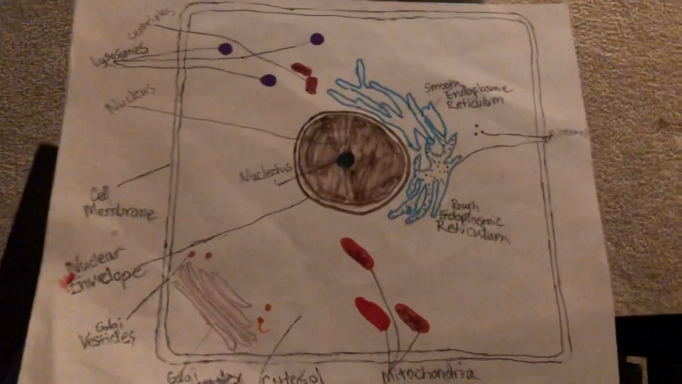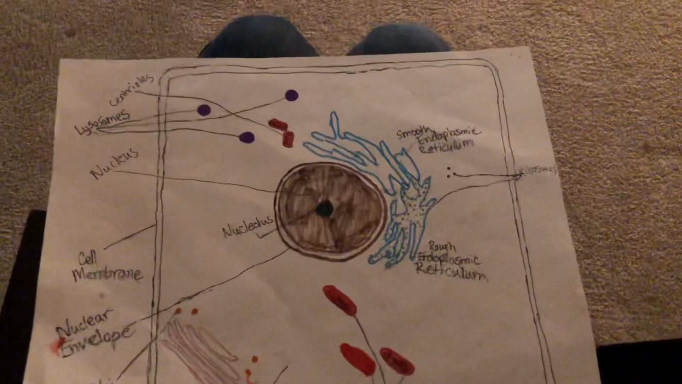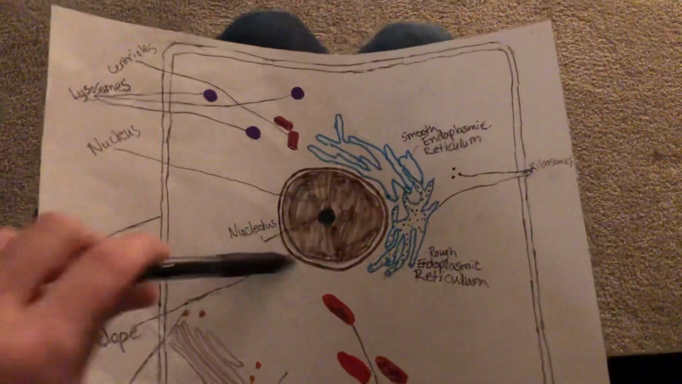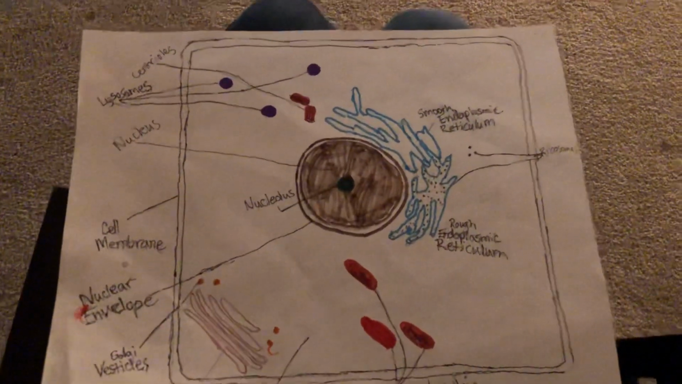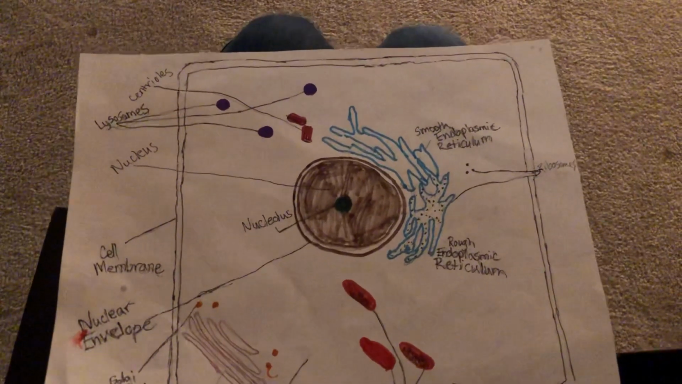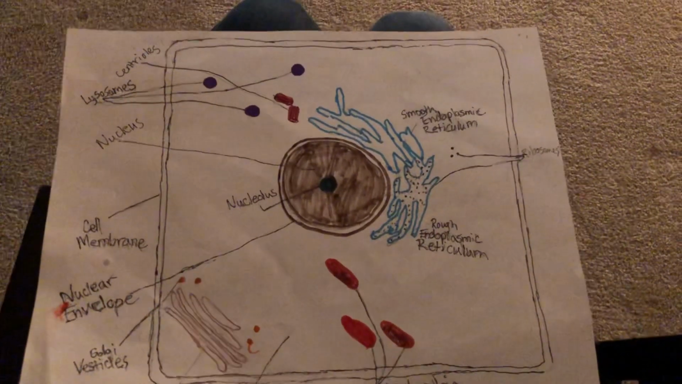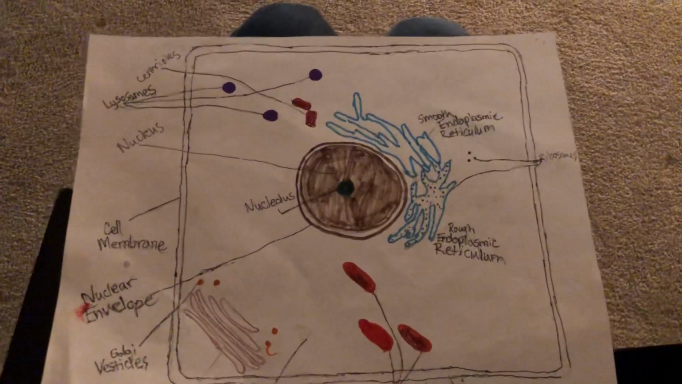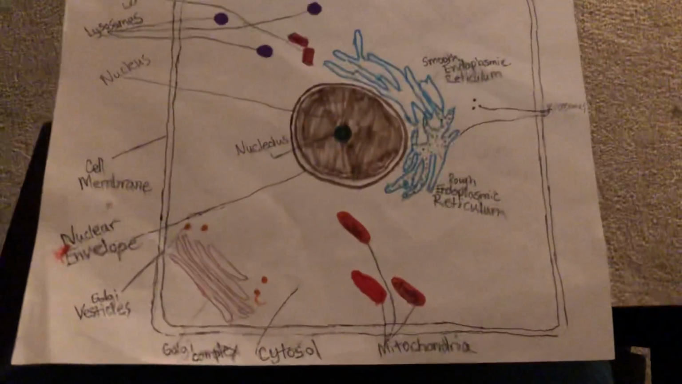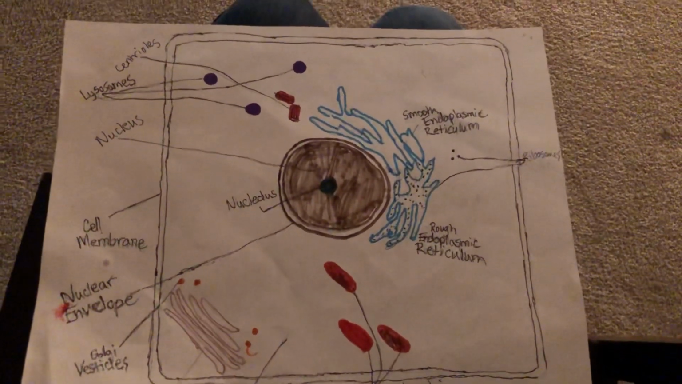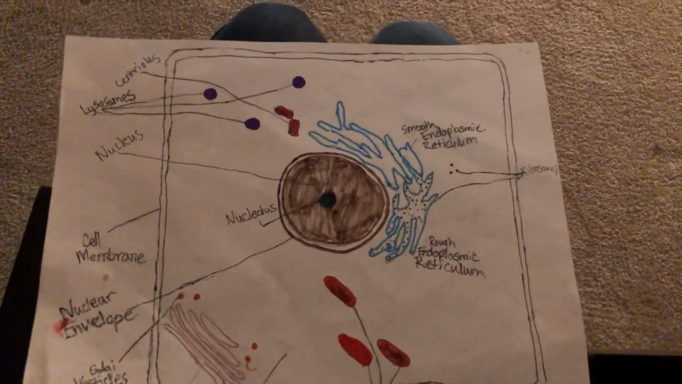The next thing I'm going to talk about is the cell nucleus. That is that big brown thing in here. So the cell nucleus is generally, but not always, in the front and the center of the cell. It's basically the control center for the cell, and it is where DNA is stored.